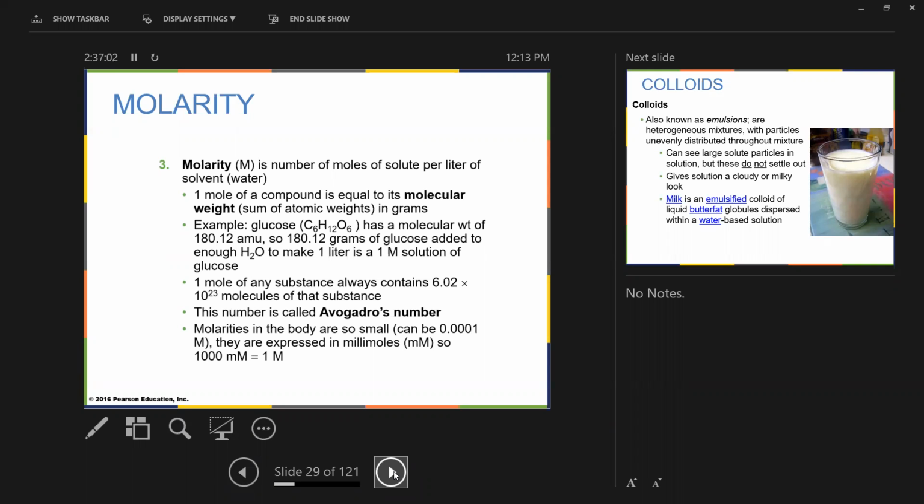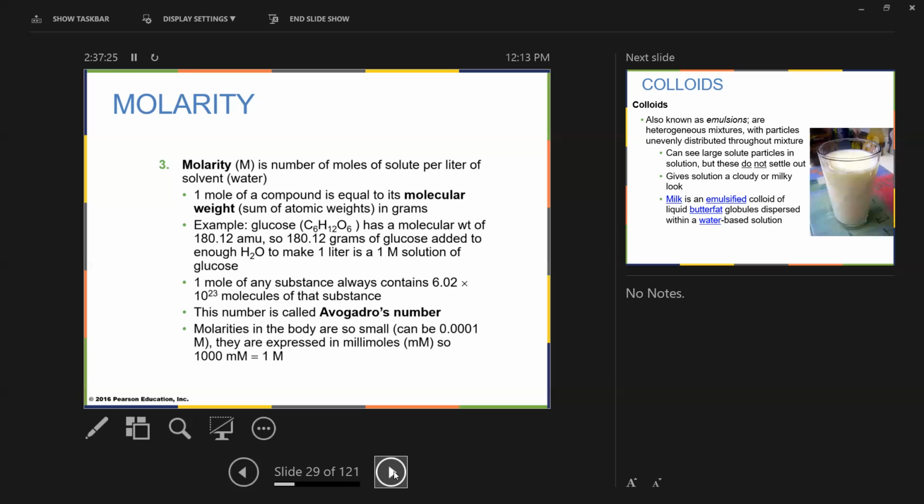A 1 molar solution of glucose, molecular weight 180, will also have 6.02 times 10 to the 23rd molecules. We call this number Avogadro's number. Circle that on your notes, star it, and say, don't forget this number. Because I guarantee you'll see it later at test time, whether here or on the final.